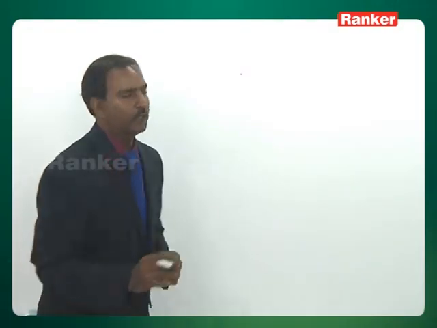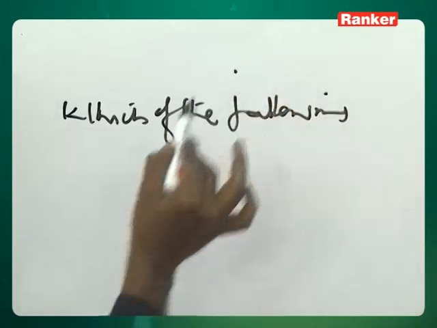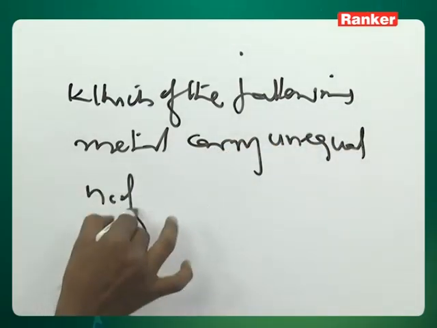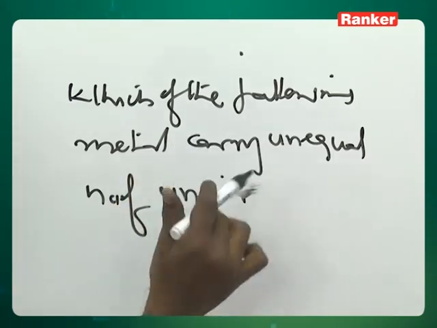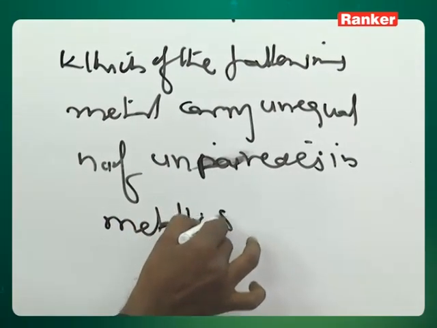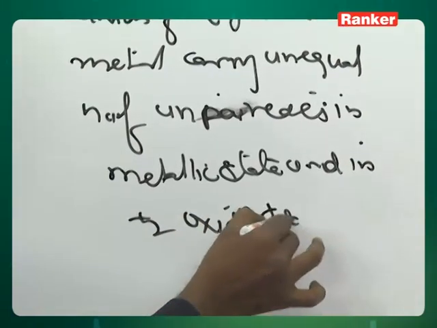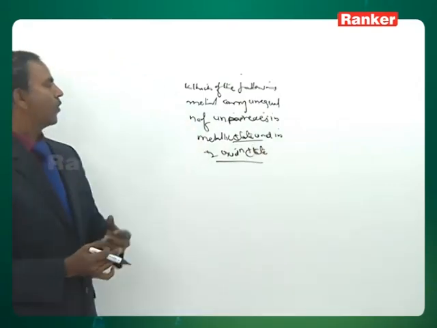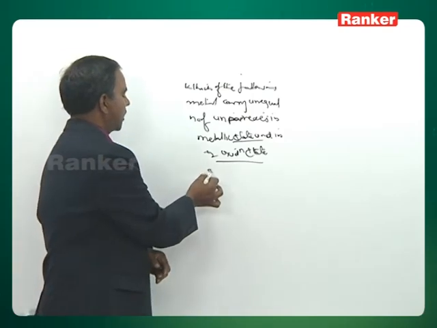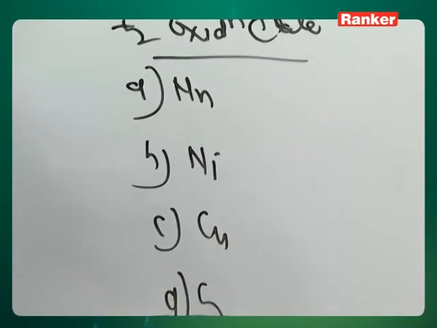Which of the following metals carry an unequal number of unpaired electrons in the metallic state and in +2 oxidation state? Answers are: A, Mn; B, consider nickel; C, consider copper; D, chromium.